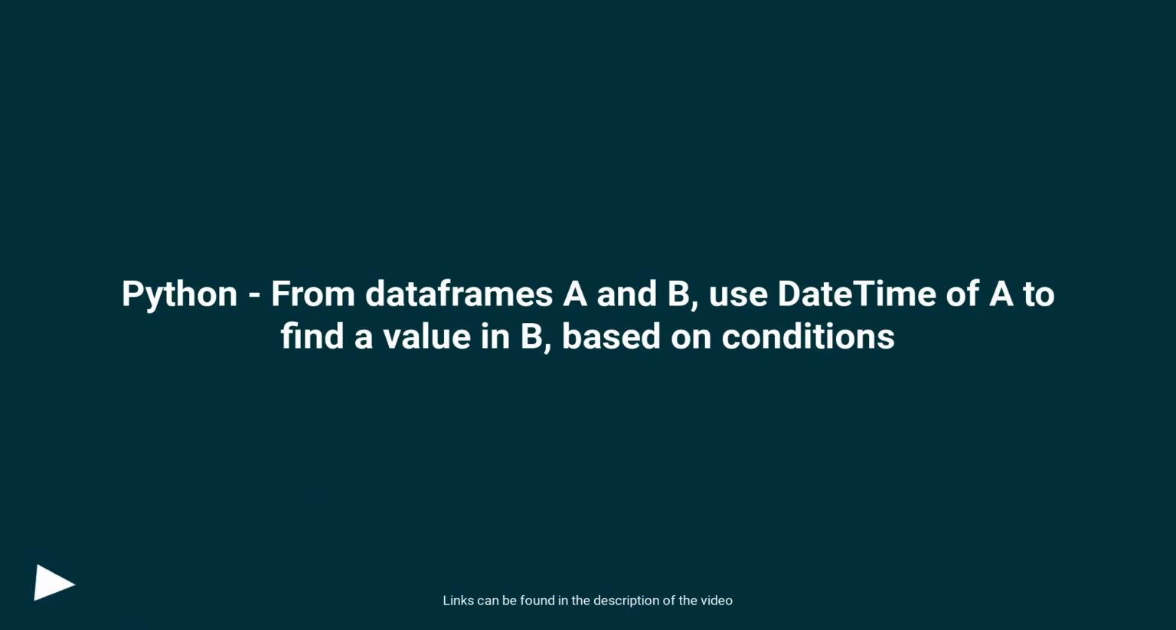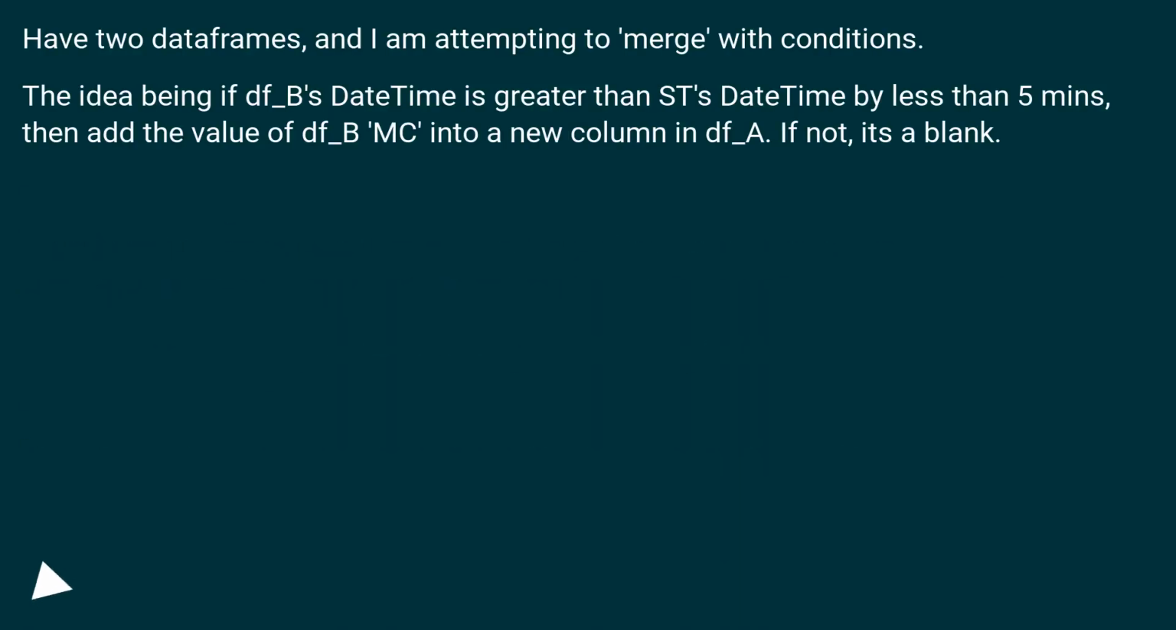Python, from dataframes A and B, use the datetime of A to find a value in B, based on conditions. I have two dataframes, and I am attempting to merge with conditions. The idea being if df_b's datetime is greater than df_a's datetime by less than 5 minutes, then add the value of df_b's MC into a new column in df_a. If not, it's a blank.